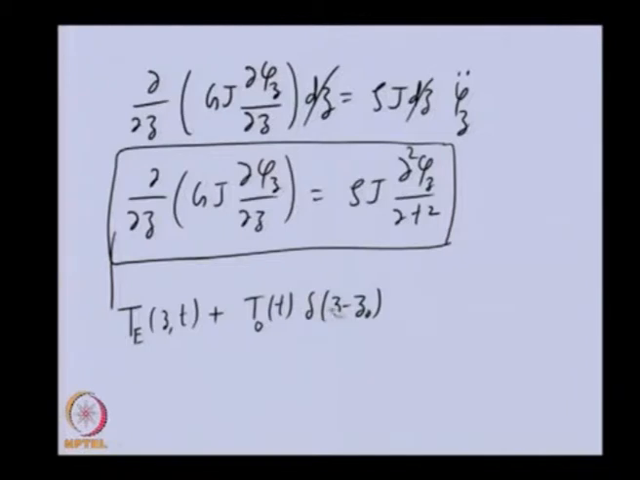You can see this Dirac delta function has the property that it will be equal to 1 when Z is equal to Z0, and this will be 0 when Z is not equal to Z0. So when we specify Z equal to Z0, only then this will act, otherwise it will not act, because this is a concentrated load, and this is the external load which is distributed over a certain length that will be specified.